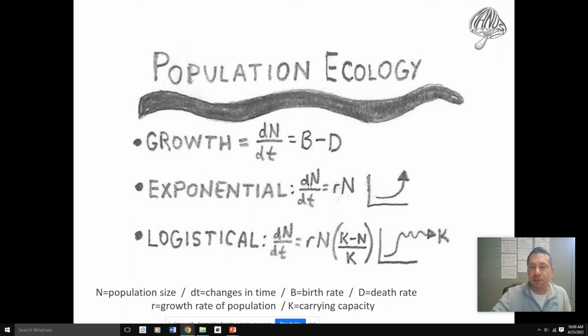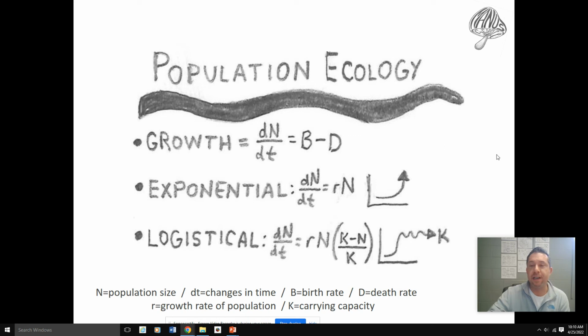When it comes to exponential growth, it equals your growth rate of the population times the population size. And exponential growth, if you remember, is going to be a J curve. It's going to have a really rapid increase in population size. Whereas logistic growth, that's going to be the S curve, and that's going to be the one that factors in the carrying capacity.